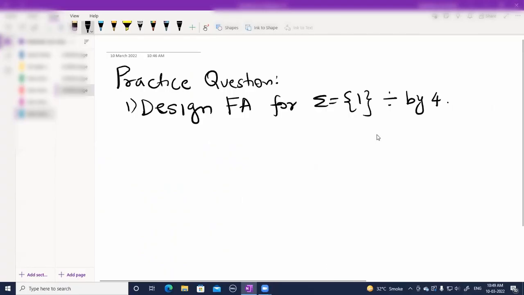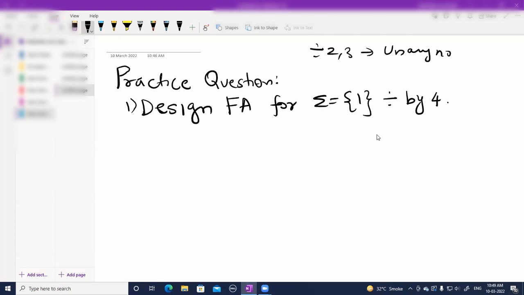We had already solved 2 questions for finite automata divisible by 2 and 3 for the unary number system. So here we have one practice question that you have to solve by yourself: design finite automata for unary numbers divisible by 4.